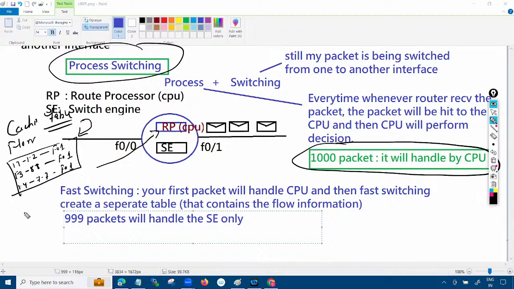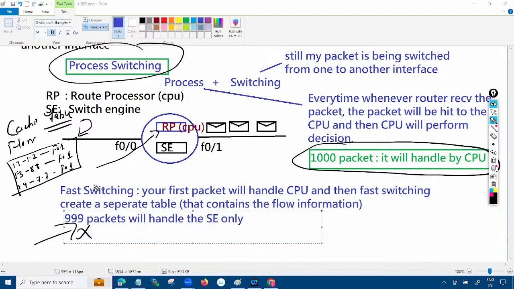But in fast switching, what happened? Only one packet is handled by the CPU. The remaining 999 packets will be handled by the SE only. The CPU does not come into the picture for this. If you have a different flow, then the CPU comes into the picture.